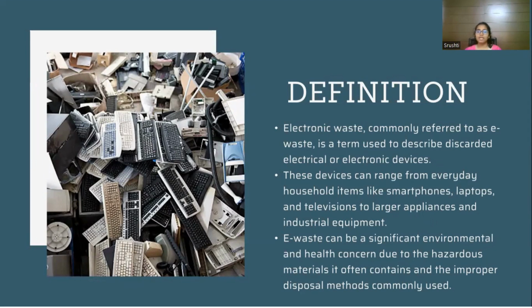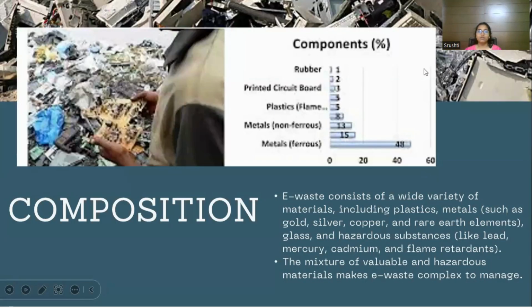E-waste can be a significant environmental and health concern due to the hazardous material it often contains and the improper disposal method commonly used. Let's move on to the composition of e-waste. E-waste consists of a wide variety of materials including plastics, metals such as gold, silver, copper, and rare earth metals, glass, hazardous substances like lead, mercury, cadmium, and flame retardants. The mixture of valuable and hazardous materials makes e-waste complex to manage.